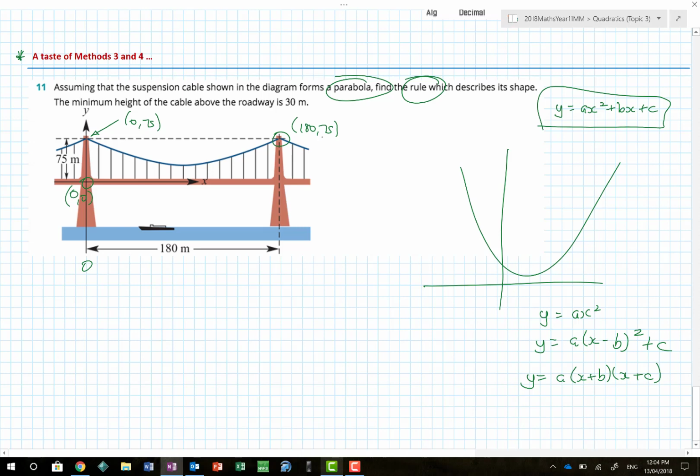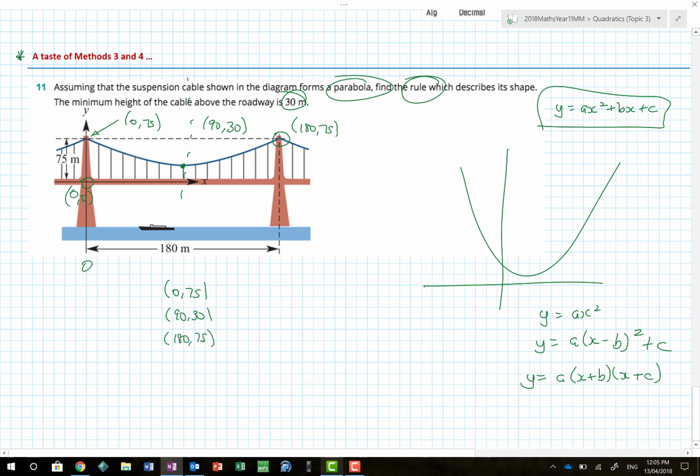I don't have the turning point, although actually, hold on a moment, can I find my turning point? Well, we know for any parabola that there is an axis of symmetry halfway between. So I now know that halfway along is 90, but do I know how high that point is? Hold on a moment, the minimum height of the cable above the roadway is 30 meters: (90, 30). So I have (0, 75), I have (90, 30), and I have (180, 75).